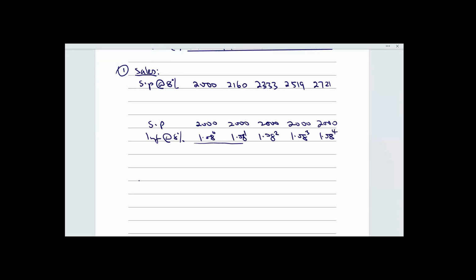I can't be doing this. This one will waste your time. This will still remain as 2000. This will be 2160, this will be 2333, this will be 2519, this will be 2721. So you don't need this. Well, if this one is more convenient for you, so be it. Please use it so that you don't make mistakes. But this is better and it's faster. Now that is that.